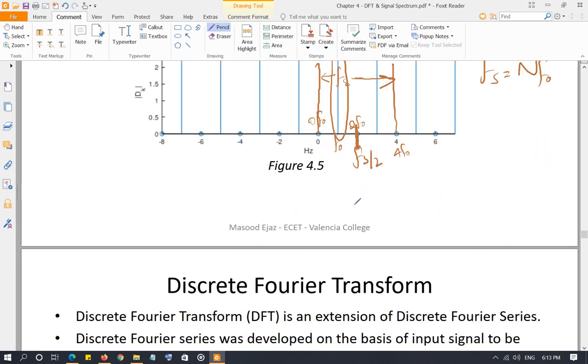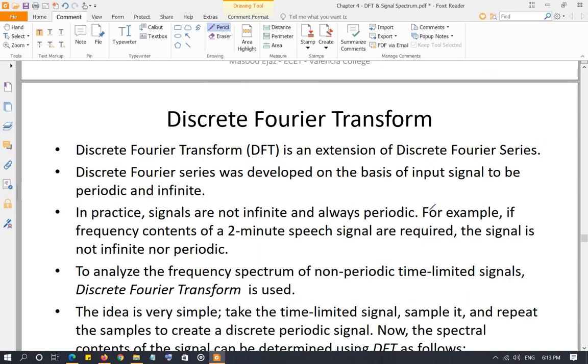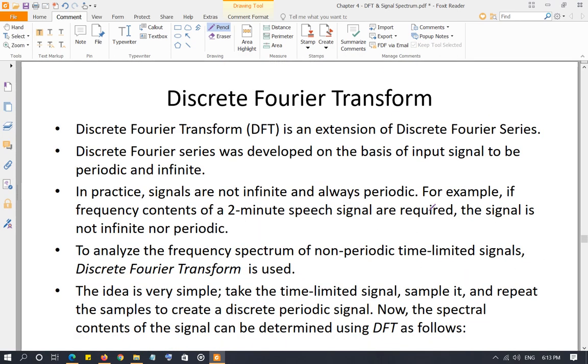Okay, so let's move on to the discrete Fourier transform. As I explained at the beginning of the lecture, if you have a voice signal or any signal that is not periodic in nature, how do you calculate the frequency content of that?